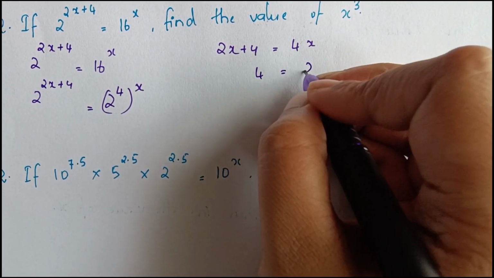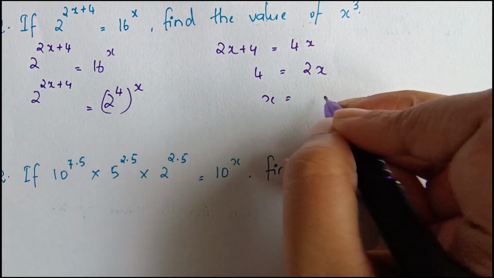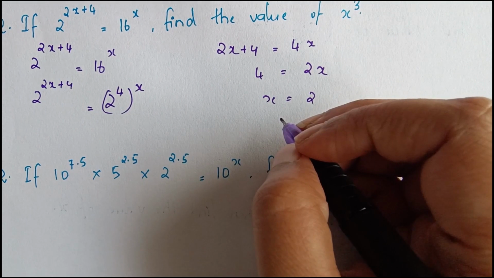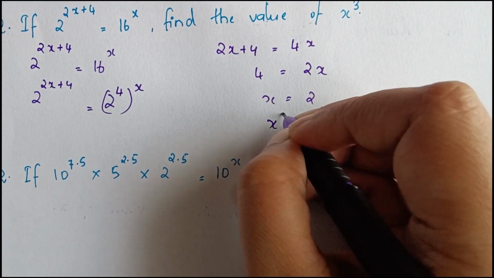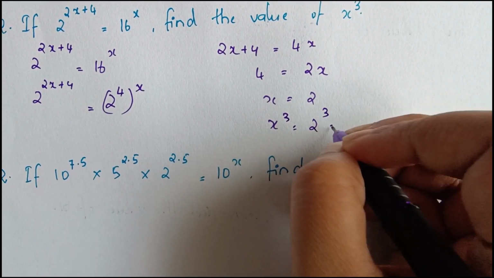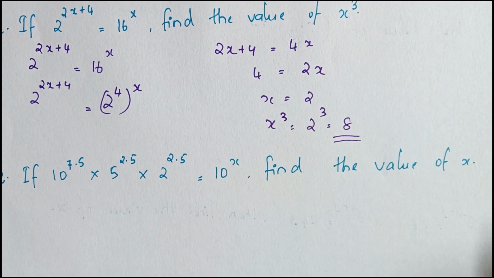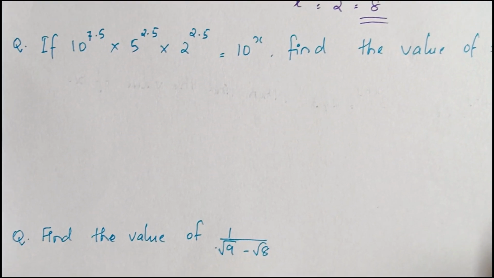So 4 is equal to 2x and x is equal to 2. But we need to find x cube. So x cube is equal to 2 cube, that is 8. So the answer is 8.